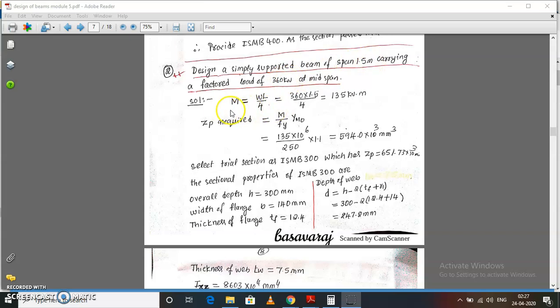So now calculate the bending moment. Use the formula WL by 4, you know. So 135 kilonewton meter. Remember the moment is 135 kilonewton meter.